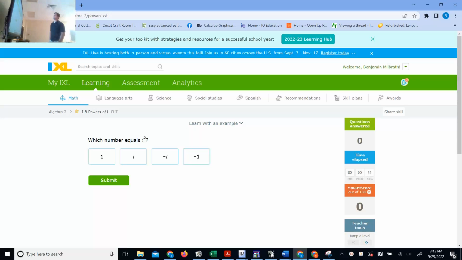All right, so this is the last of the I's, which is what I'll have you guys doing all week. This is I8, the powers of I. So there's only four things you got to remember.